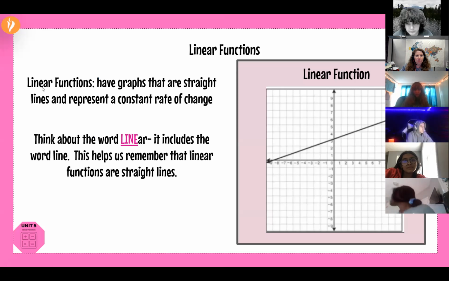All right, so linear functions are graphs that have straight lines and represent a constant rate of change. So remember, we've been talking about another term for constant rate of change is slope. So if the slope is constant for the whole table or the whole graph, in other words, it doesn't change directions all of a sudden, it's a linear function, okay?